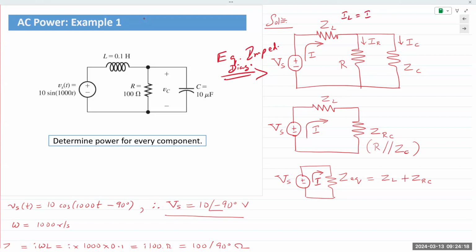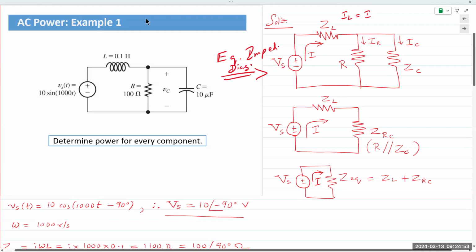Now, if you think back to chapter 2, at the beginning, we learned a technique called series parallel analysis, where we take a circuit with a large number of resistors and reduce it down to one single equivalent resistance. And that is the technique that we would use here. We have a voltage source being applied to a series and parallel connection of three components.